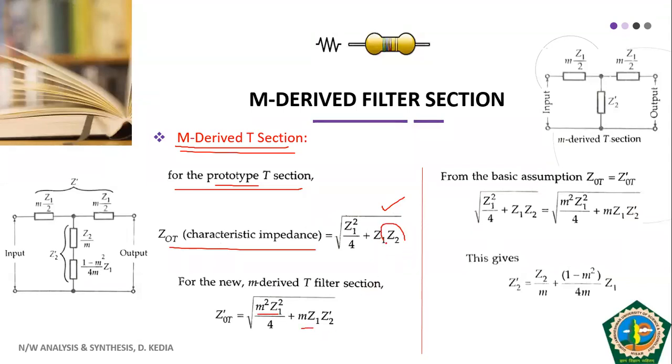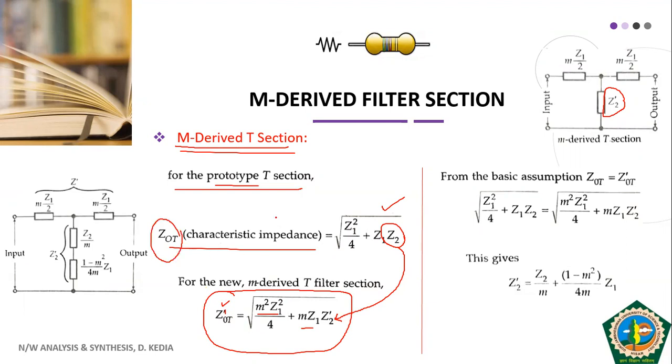And your Z2 has been replaced by Z2 dash. See, this has become your Z2 dash. And your series arm Z1 is replaced by MZ1. So we get this. So this is the characteristic impedance of the M derived filter, which is a new characteristic impedance. Also notice we have a dash sign here. So this is the changed one and this is the original one.